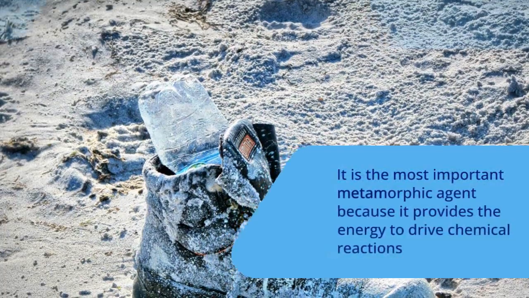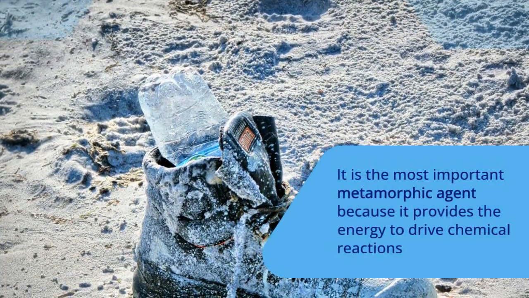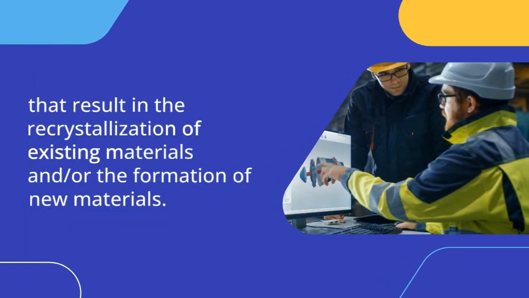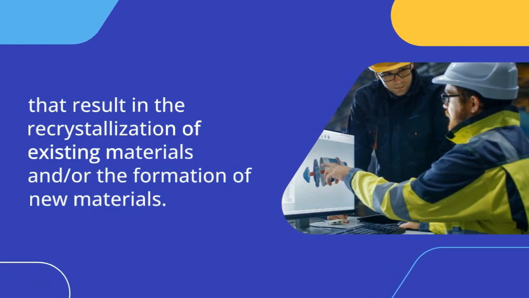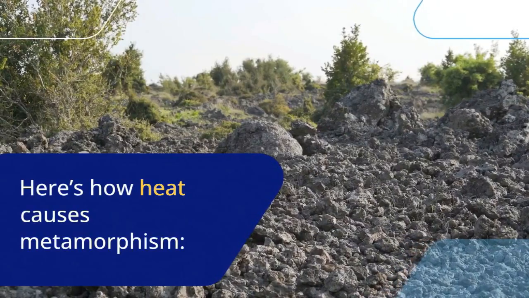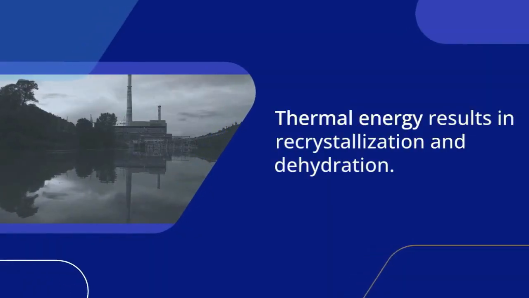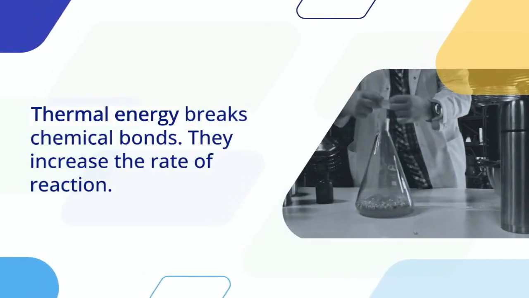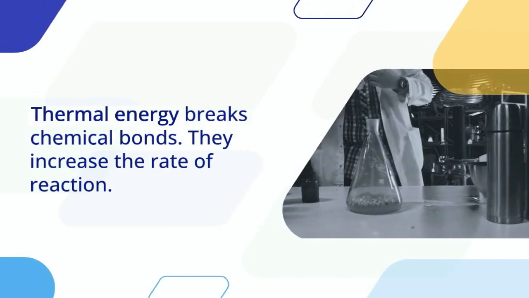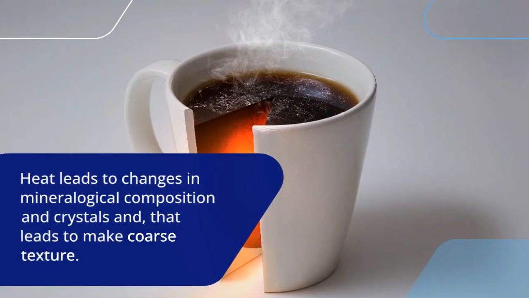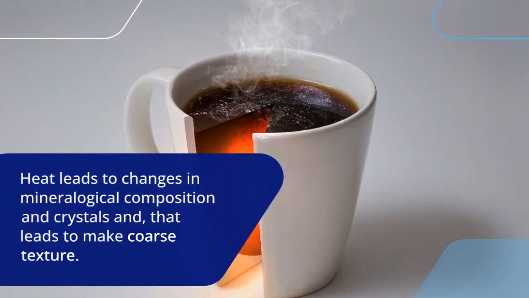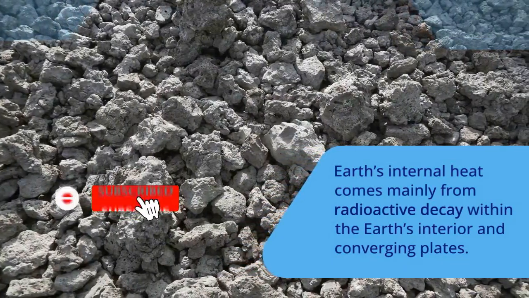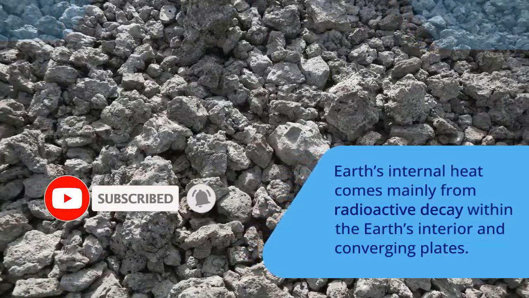Heat. It is the most important metamorphic agent because it provides the energy to drive chemical reactions that result in the recrystallization of existing materials and/or the formation of new materials. Here's how heat causes metamorphism. Thermal energy results in recrystallization and dehydration. Thermal energy breaks chemical bonds. They increase the rate of reaction. Heat leads to changes in mineralogical composition and crystals, and that leads to coarse texture. Earth's internal heat comes mainly from radioactive decay within the Earth's interior and converging plates.